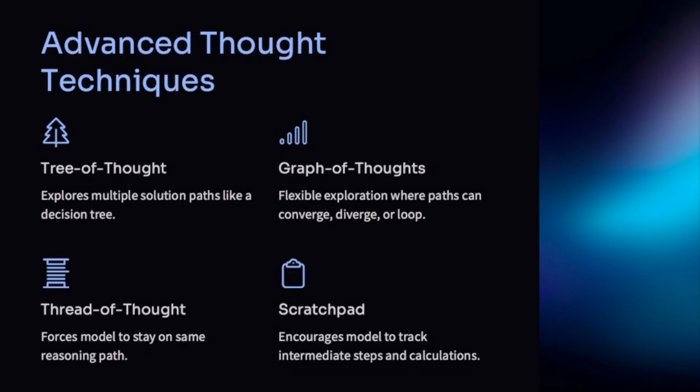The graph of thoughts would allow for even more complex reasoning. That gets a little bit tricky because you can have circular loops, and if you're thinking about an AI agent, you don't want any system to get into a never-ending loop. A thread of thought is when you want to make sure the model stays on the same reasoning path, because it might take a while to get there, and therefore you've got to stick with it.